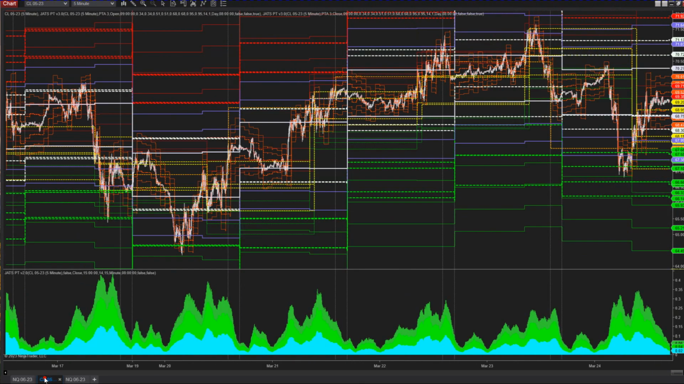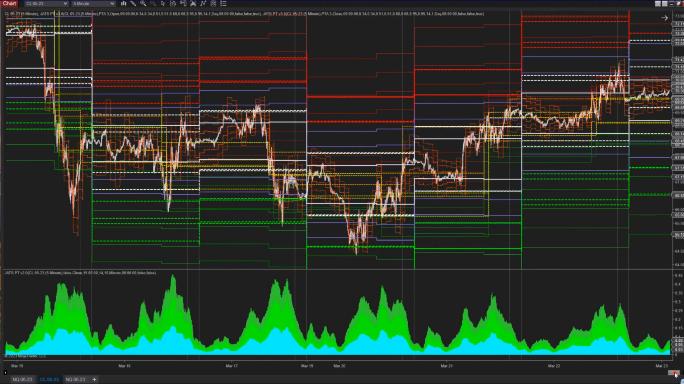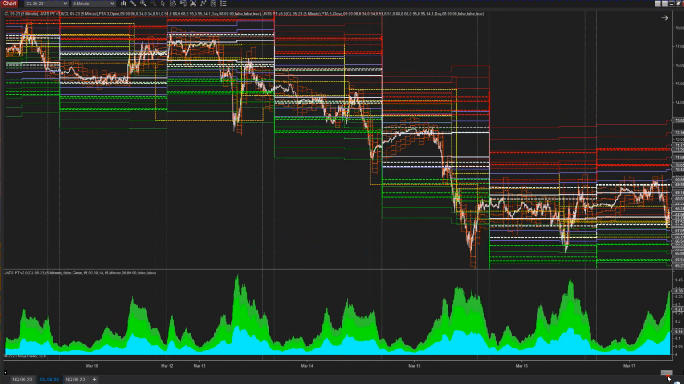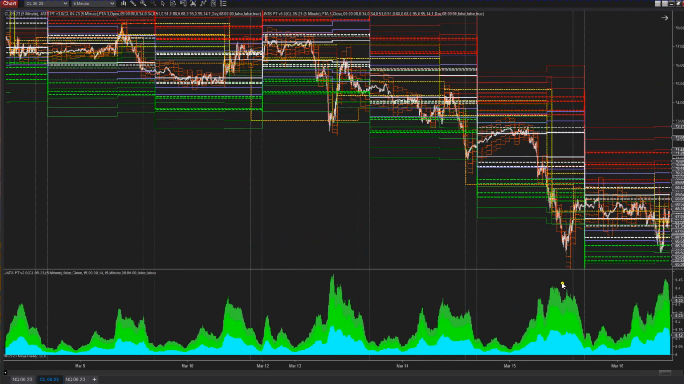Same thing in crude. Here's an example for crude, and it works just the same. You're trading these daily ranges and 1 hour IB ranges, just like you do the equity indexes. And if you get the range expansion, that's when you want to be looking for these lower targets. And here we even went to the tails.